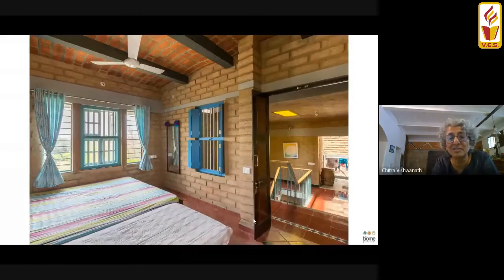Another view of the house. They brought some old windows, so mix and match.